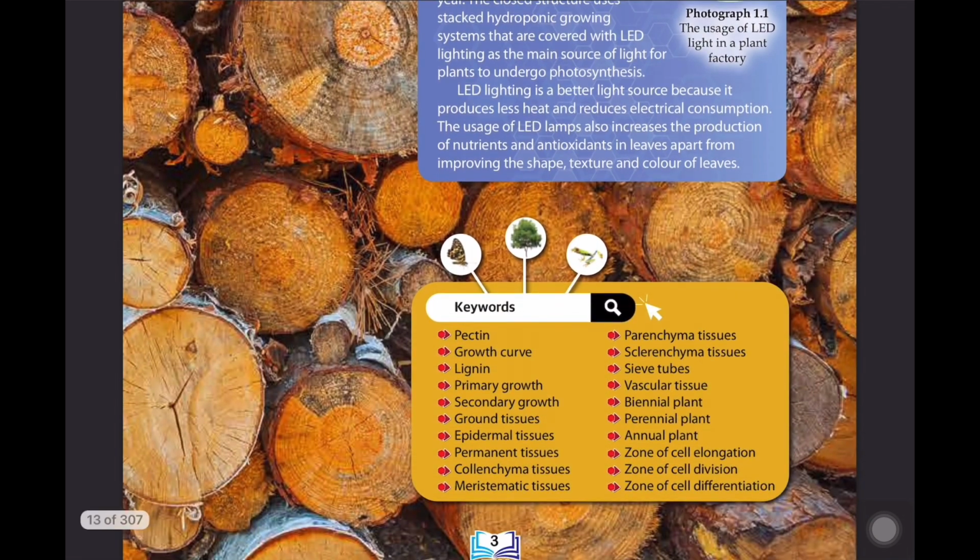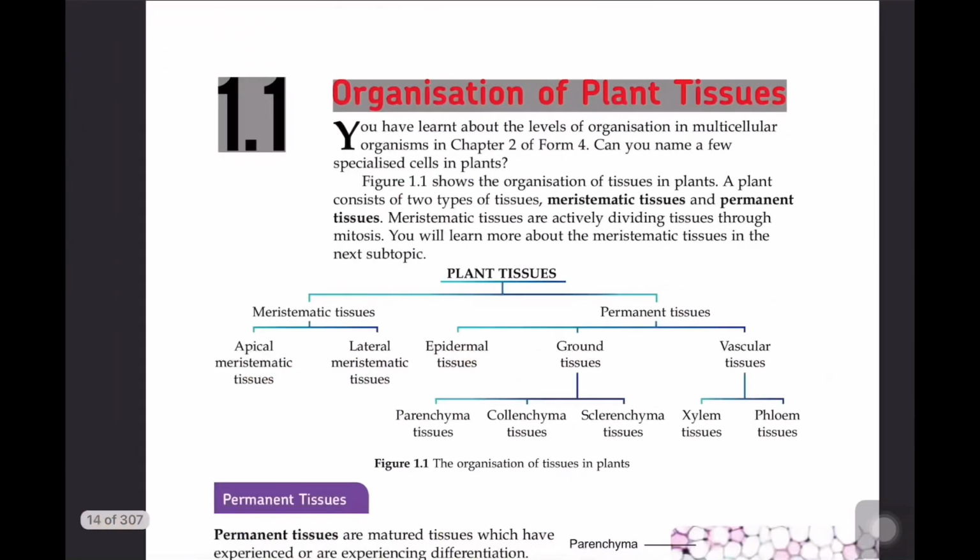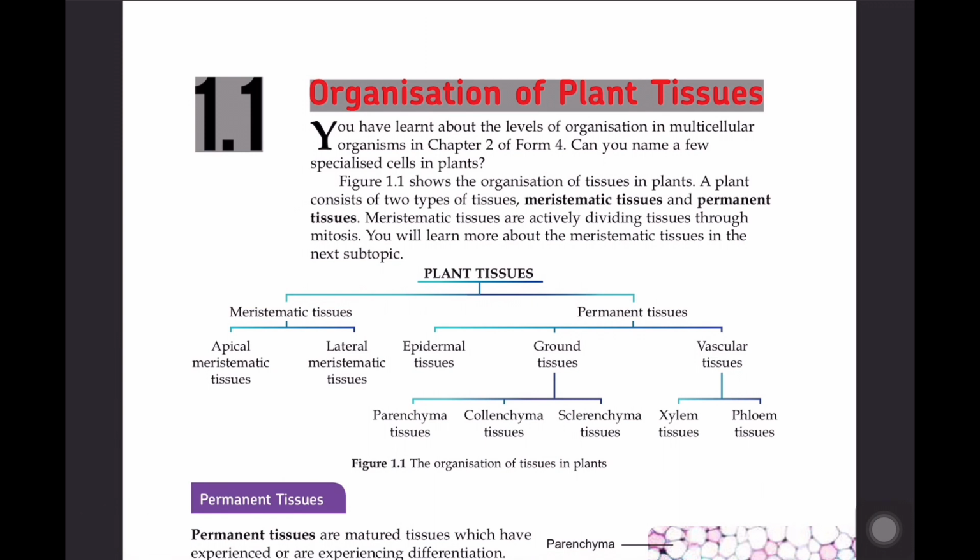Okay? And then some of the important keywords that you should read beforehand so you know what to expect throughout this chapter. Okay? Pectin, growth curve, lignin, tissues, zone of cell, etc. Okay? Now, 1.1, organization of plant tissues. So you have learned about the different levels of organization in Form 4, which is the cell organization, which is cell, tissue, organ, organ system, and the whole organism, right?